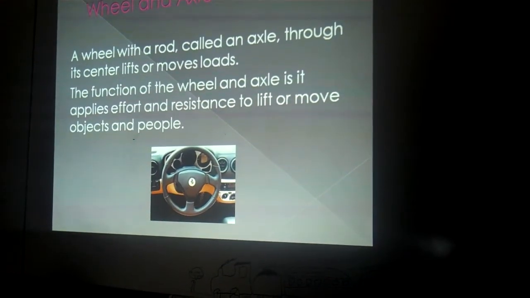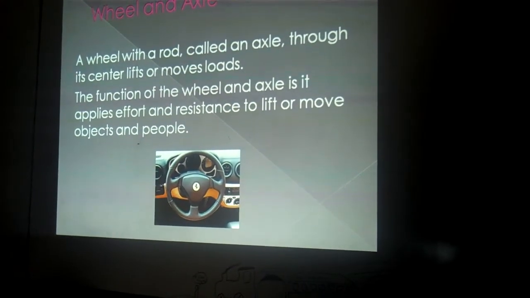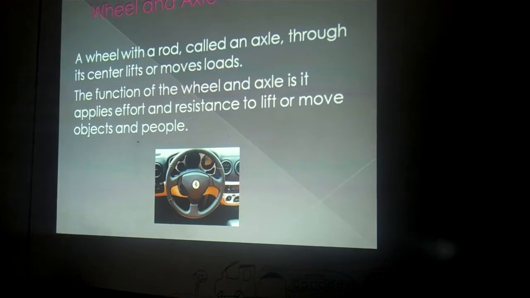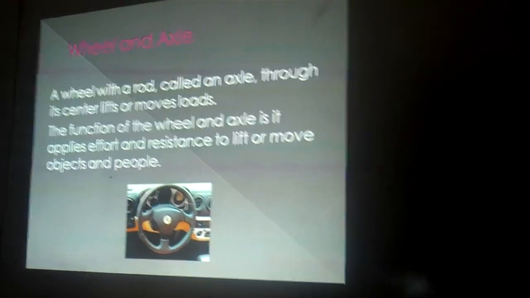And a wheel and axle. A wheel with a rod called an axle through its center lifts or moves loads. The function of the wheel and axle is that it applies effort and resistance to lift or move objects and people. And that's like a car steering wheel.